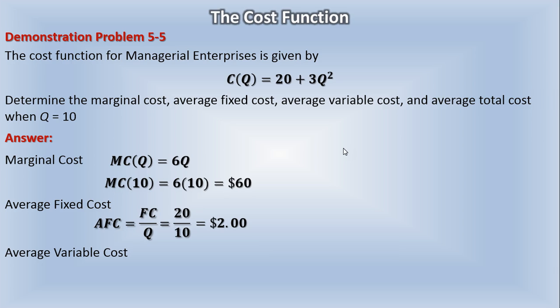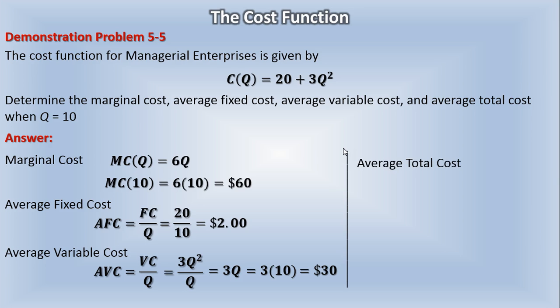The average variable cost of production, so we take our variable cost, 3Q squared, divide that by Q. That's going to simplify that to 3Q. Plug in 10. That means that at 10 units, on average, the wages that we're paying our employees is factoring in $30 worth of cost to each unit produced. Right? On average, the average variable cost is $30 when you're producing 10 units. Average total cost, what is that? $32, right? The sum of the average fixed cost plus the average variable cost.